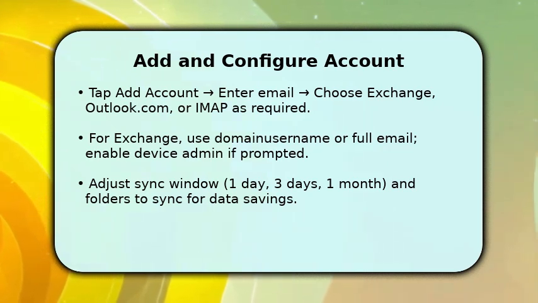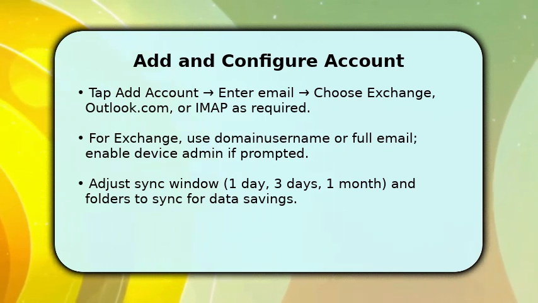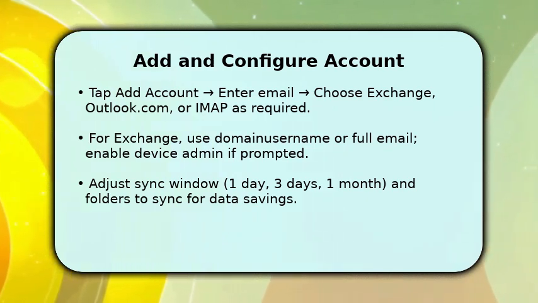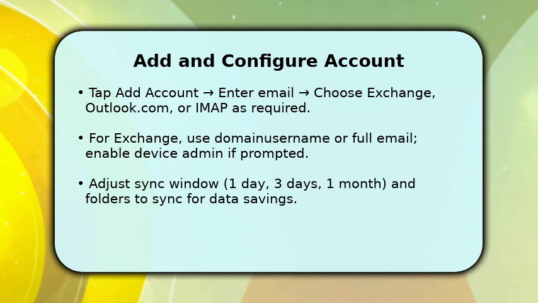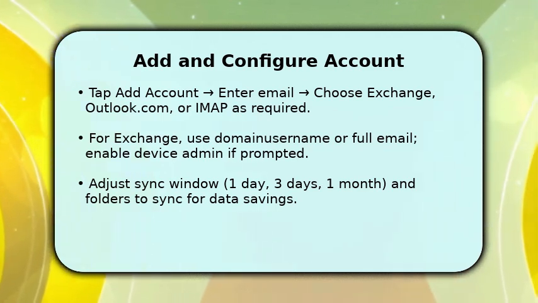Once authenticated, adjust the sync window and which folders sync to control bandwidth and storage. Make sure calendar and contacts toggle on if you need them. This ensures your meetings and address book appear on Android alongside email.